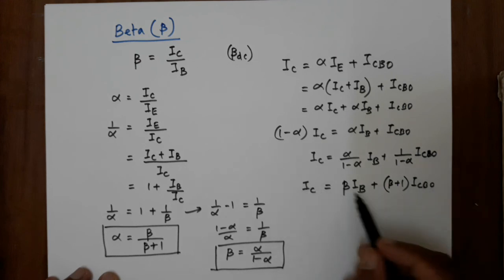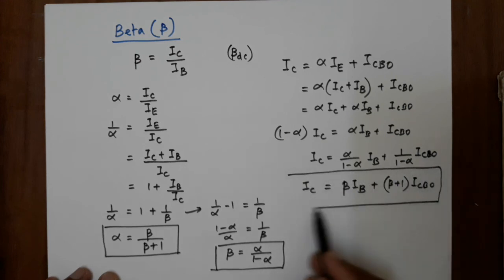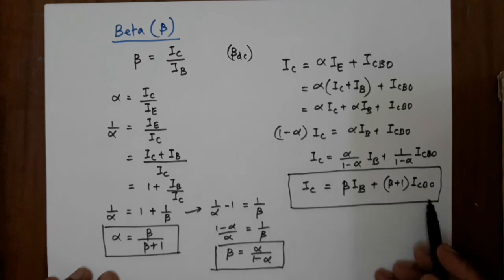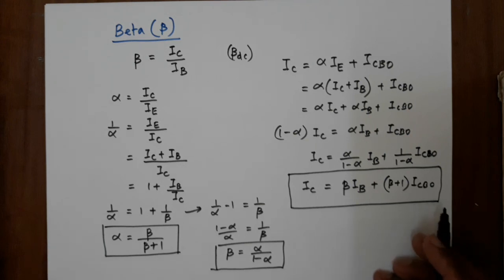So this is another important relation: IC is equal to beta IB plus (beta plus 1) ICBO. This also we will use in the coming classes. So thank you for your patience and attention. We can continue this in the next video.